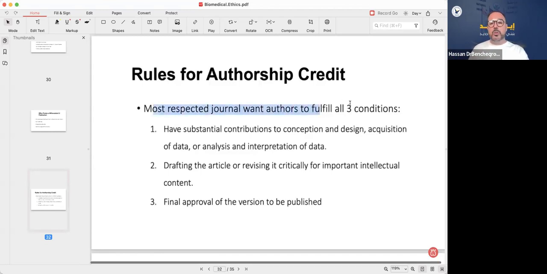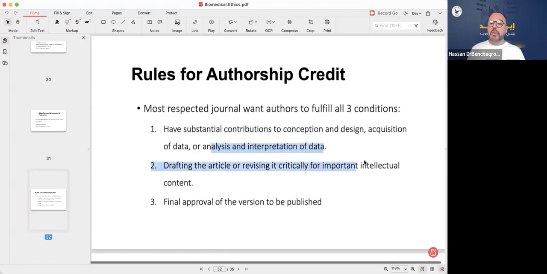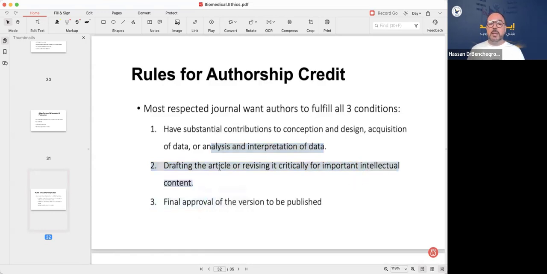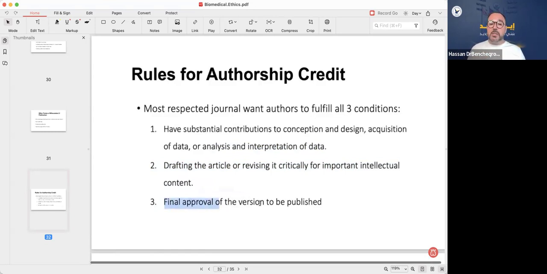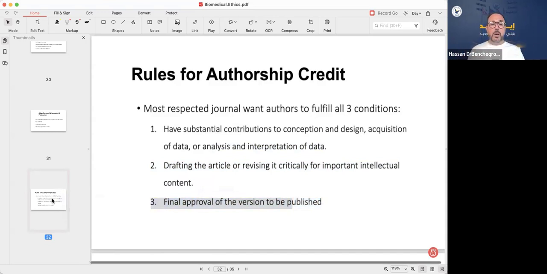So most respected journals want to fulfill all these three conditions. You can only be an author if you have substantial contribution. You can't come in the end and say this is my cousin, I just want to help him. How can I add his name to there? If he or she did not do anything in there, they have to have substantial contribution. Substantial means they can't just bring water to everybody and say I contributed. Drafting the article or revising it for important intellectual content. Sometimes you did not contribute to the research, but you contributed to writing the article or revising the article. And then the last one is the final approval of the version to be published. So those are three conditions to be an author, okay?